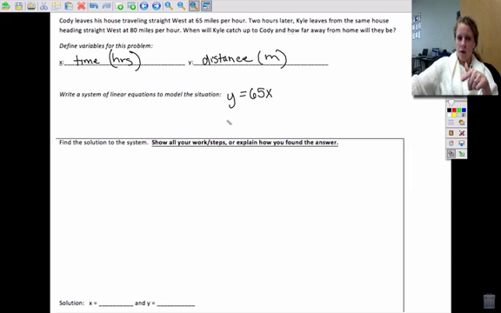So a lot of you might have thought that Kyle is 80x, because he's going 80 miles per hour, plus 2. Or minus 2. But that's not the case because he's 2 hours later. So we have to think about how far did Cody go in those 2 hours. Okay? So Cody's driven 2 hours at 65 miles per hour. That's 130 miles, right?